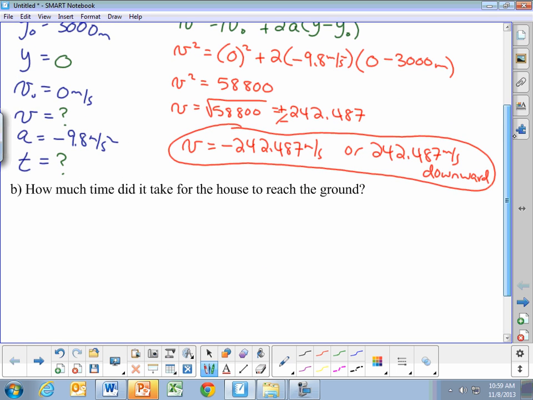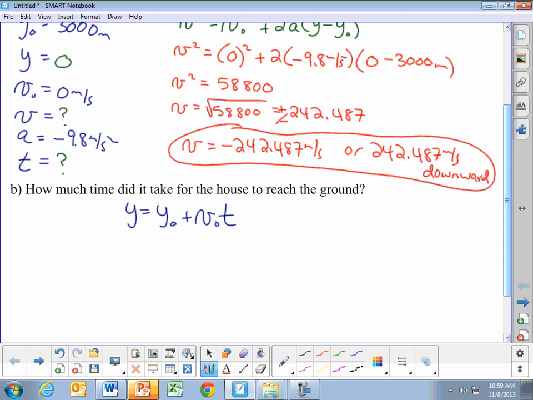To find how much time it took to reach the ground, we could use that velocity that we found, figure out how much time it takes to go from 0 to 242.487 meters per second downward, or we could relate the height and the time. And so that's what I'm going to do. That's the more common way that people would think about it.